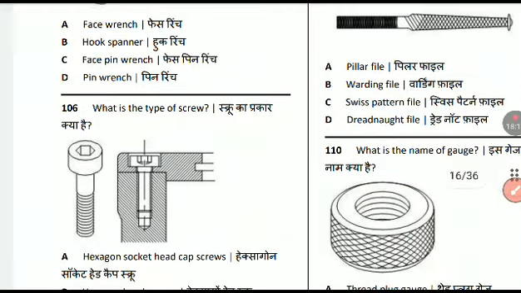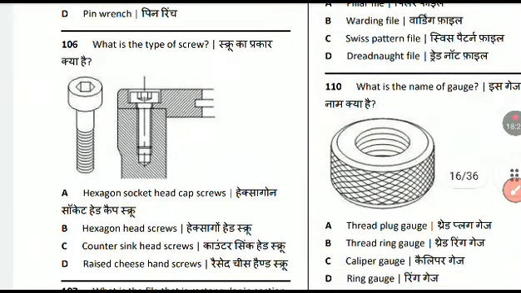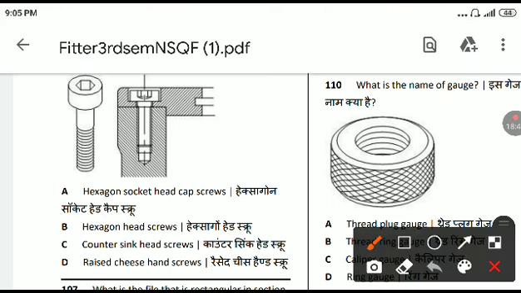What is the type of screw? Hexagon socket head cap screw, hexagon head screw, countersink head screw. Option D, raised cheese head screw. Hexagon socket head screw. Option A answer.